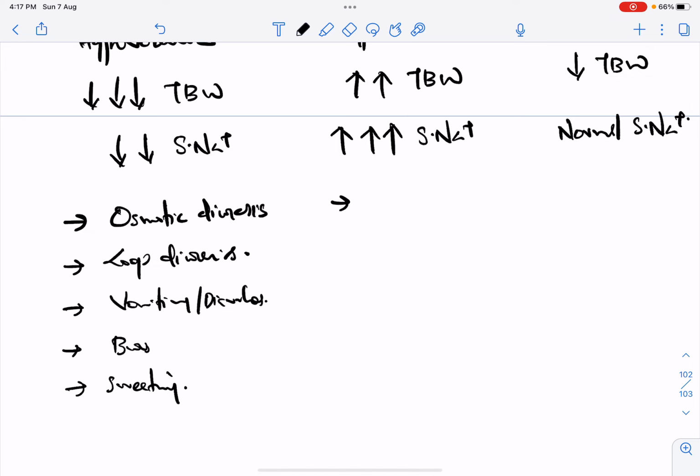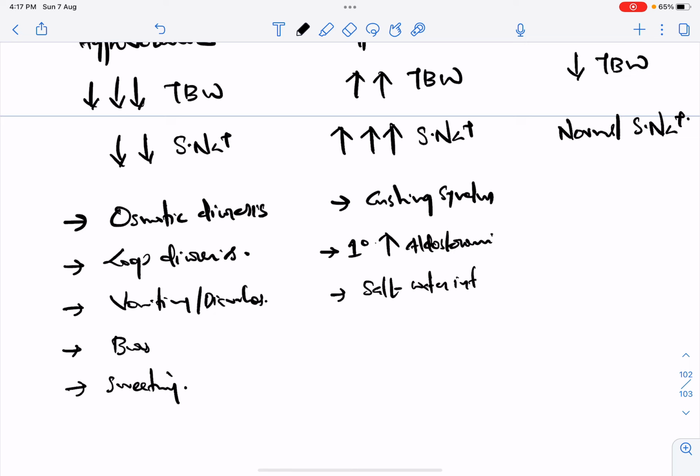Now move on to the hypervolemic. In hypervolemic hypernatremia, conditions are caused by Cushing syndrome or primary hyperaldosteronism. The mechanism is the same for Cushing and aldosteronism. Or it may be due to salt water intake, or also because of hemodialysis. So these are the causes for hypervolemic hypernatremia.